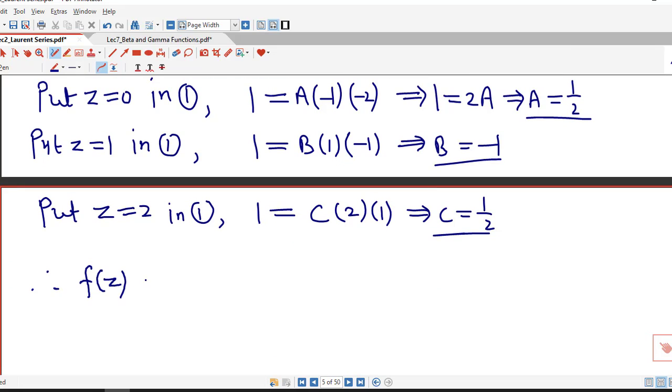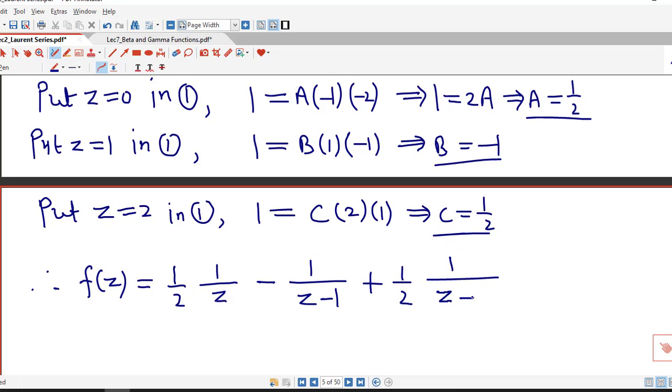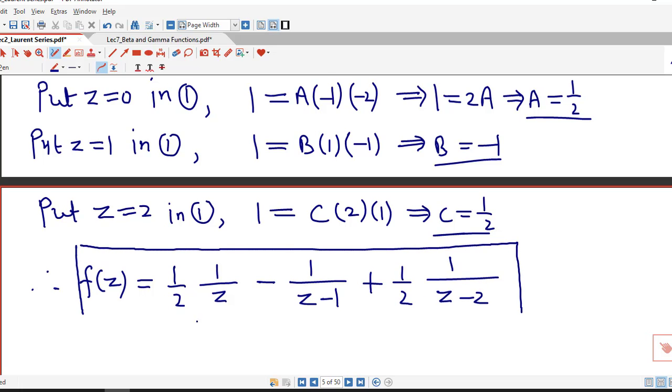So therefore f of z is a divided by z, that is 1 by 2 into 1 by z, b divided by z minus 1, b is minus 1, so we have minus 1 over z minus 1, plus c divided by z minus 2, c is 1 by 2. So this is a representation of the given function as a sum of partial fractions. So now we consider the expansion of the function in different domains.